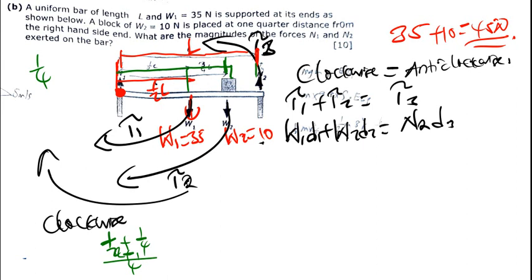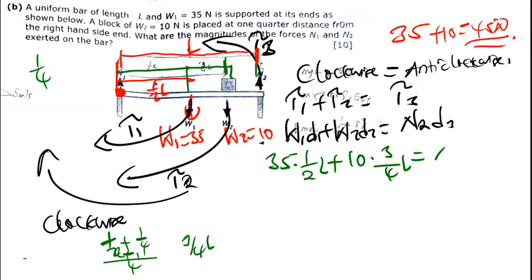So here I'm going to have W1, I have it already. It's going to be what? Here I'll have 3 over 4L. W1 is 35. D1 now, in this case, from this point is going to be half L, times half L, like that. Plus, then I have this one now: 10 times 3 divided by 4, then L, like that. This should be equal to N2.